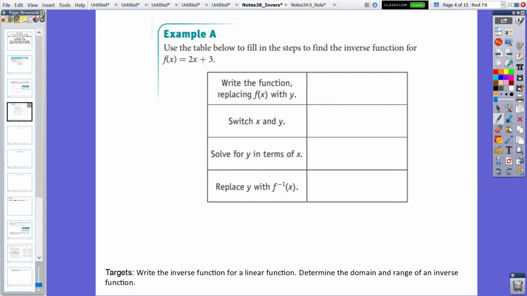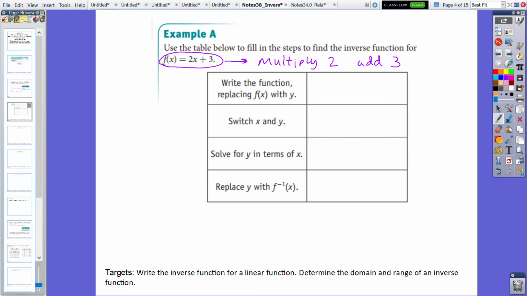So use the table below to fill in the steps to find the inverse for f of x equals 2x plus 3. Before we do that, think about what this function is saying. It says if I put a number in, I have to do things to it to get a different number. In this case, if we look at our order of operations, we are multiplying by 2 and then add 3. Okay, so if we were to describe that, that's what it would look like. Okay, so here's how we would do this. Just keep this in mind.